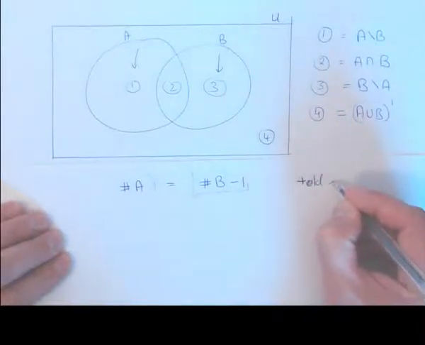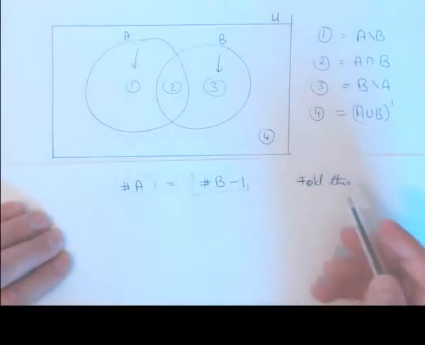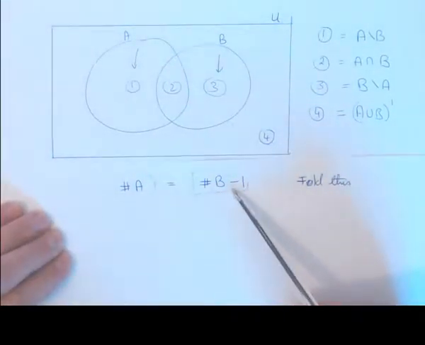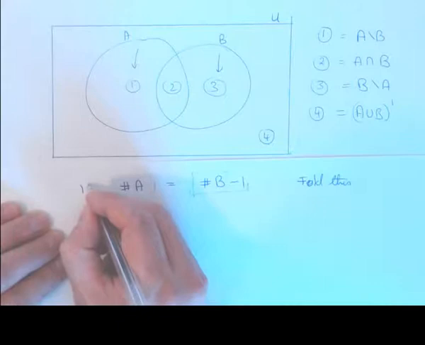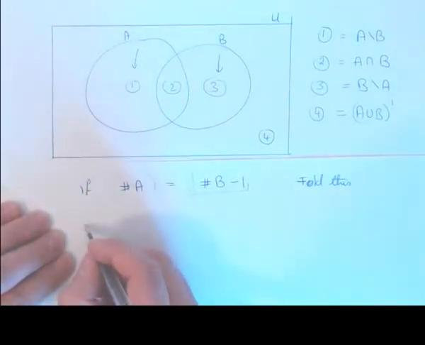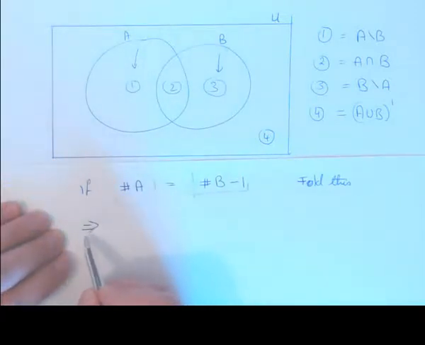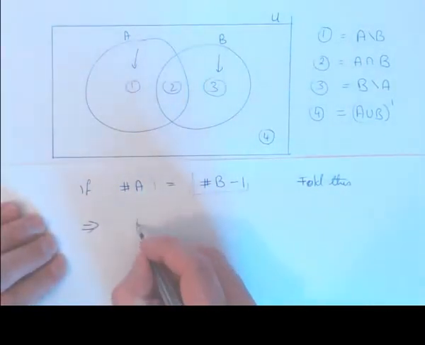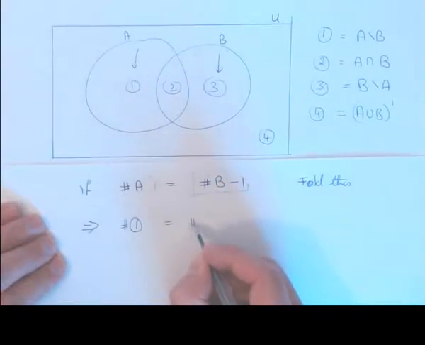So this is something I'm telling you. You're told this in English: you'll be told that the number of elements in area A is 1 less than the number of elements in area B. So I'm going to say, if this is true, what can we figure out logically? The symbol means if this is true, then what can we figure out logically? Or therefore, or that it follows that. Well, what happens then is the number of elements in area 1 is also 1 less than the elements in area 3.